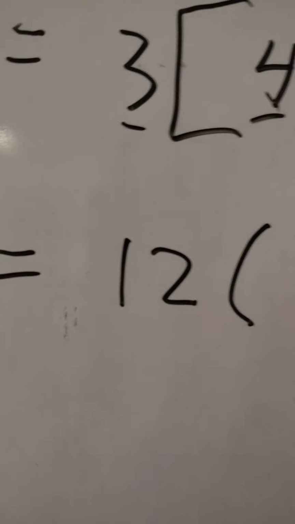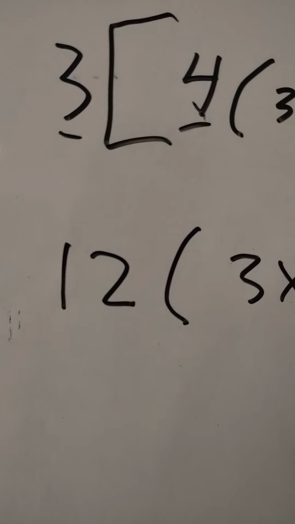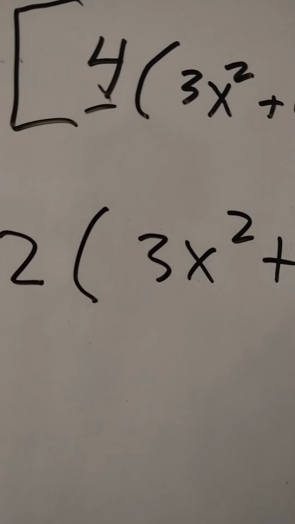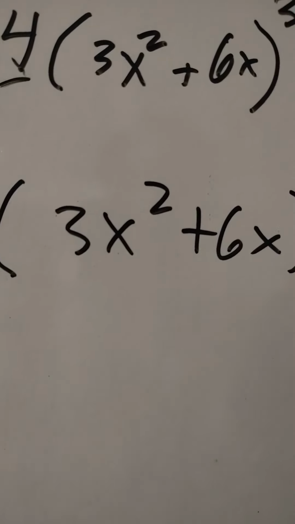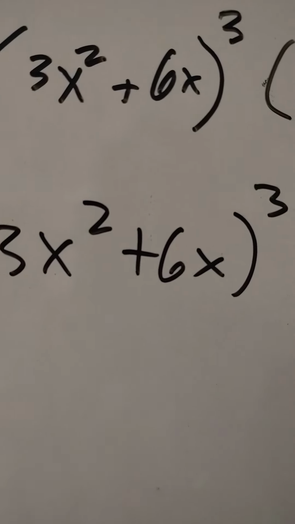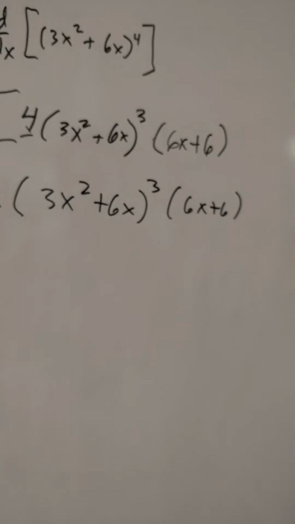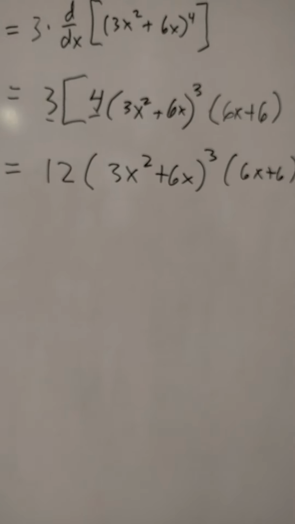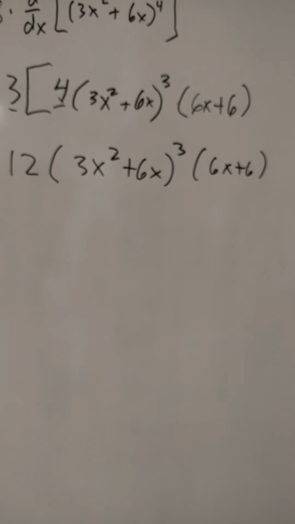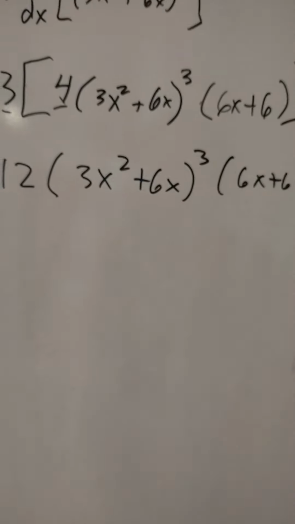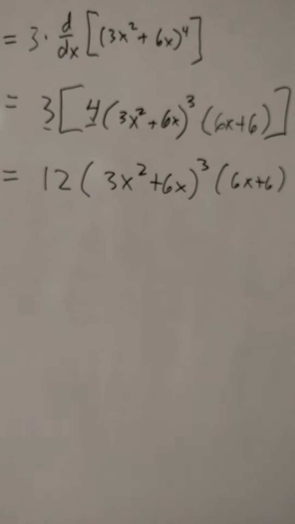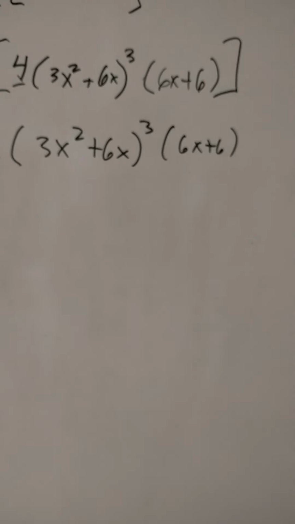And then I'm going to write down everything else I see. 3x squared plus 6x cubed times the 6x plus 6. So that's what we have so far. I multiply the 3. And these are all factors, so there's no distributive property here. So 3 times 4 is 12, and then that gets multiplied by that.